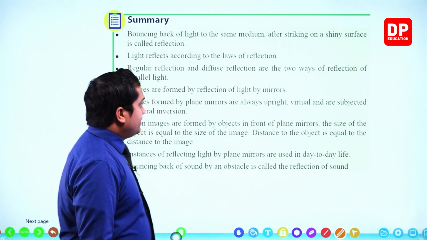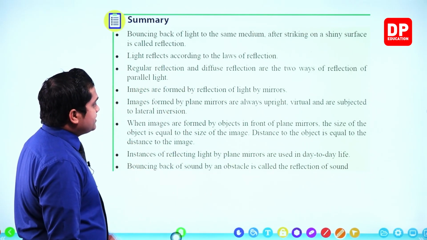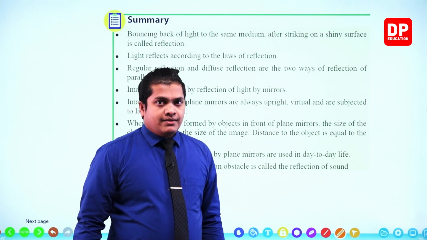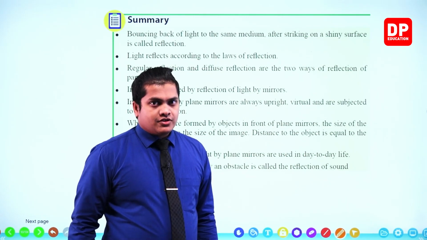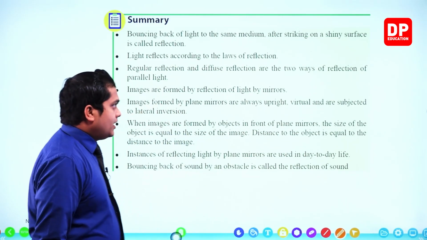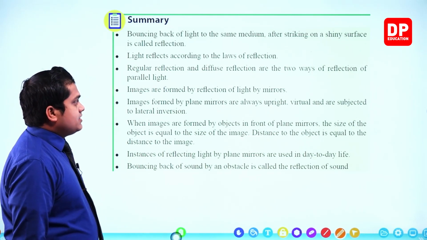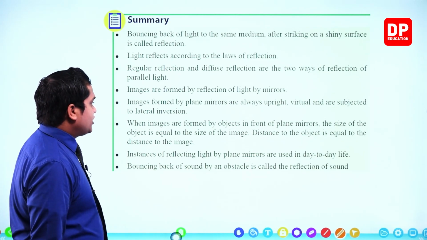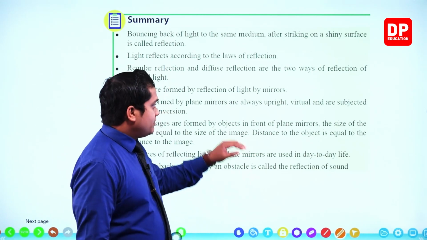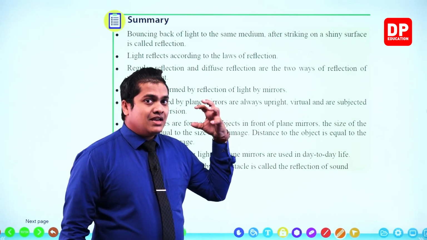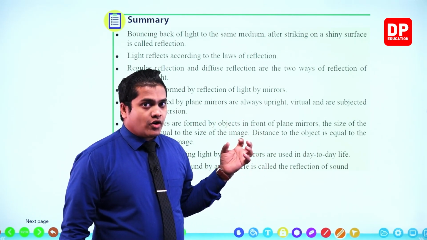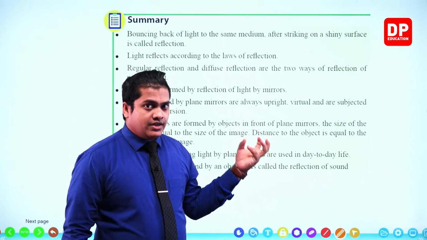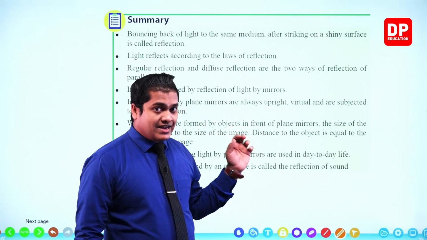Then the third one, images are formed by reflection of light by mirrors. We discussed that plane mirrors create images because of the reflection process. Images formed by plane mirrors are always upright, virtual, and subject to lateral inversion. Upright means same as the object, same direction as the object. It's not upside down. Same as the object, it is upright, or else it is also called an erect image.